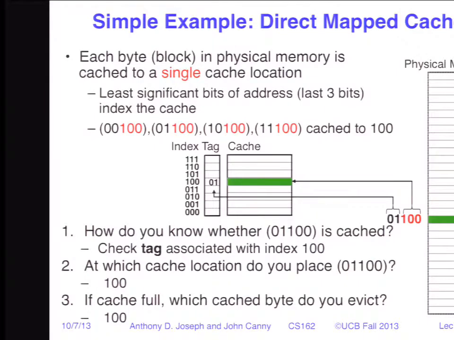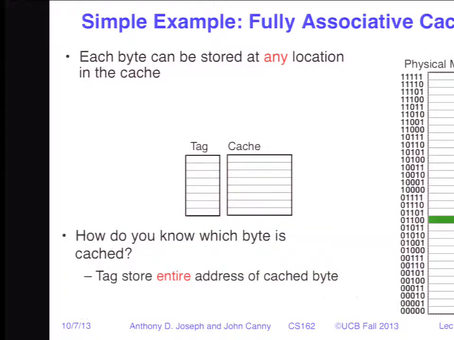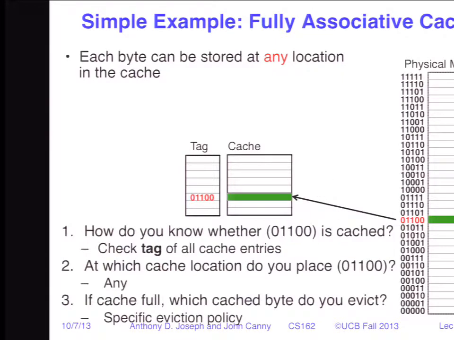Should be familiar to you, hopefully. Fully associative should also be familiar to you. So in this case, we can store a byte at any location. So the tag has to store the entire address. Right? So here, it's going to store 0, 1, 100. Right? So how do we know whether an item is cached? We simply look through all of the tags and see if we find a matching tag.